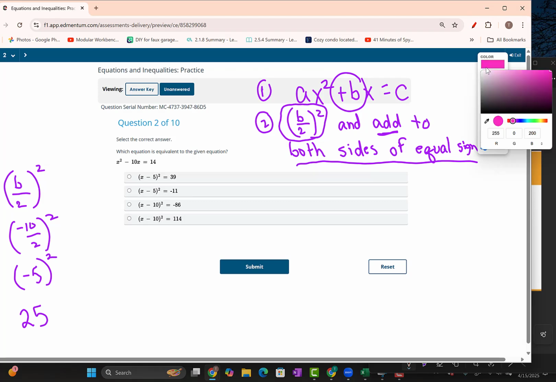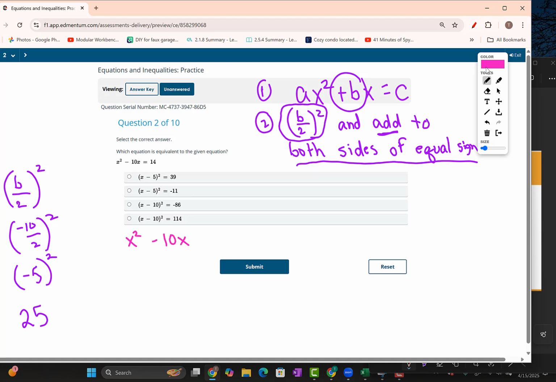So let me choose a different color. I'm going to rewrite the original problem, x squared minus 10x equals 14, but I'm going to save space so I can add this number to both sides of the equal sign. 14 plus 25, that is 39. You can probably already see what our correct answer is at this point.